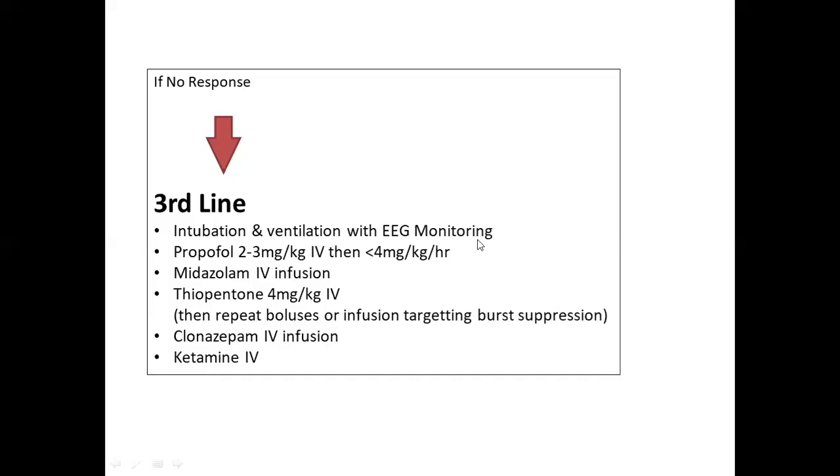So in summary, status management: first line, second line, third line. After 5 minutes, we start first line benzo, 2 doses given. After the second dose, wait for 10 minutes, then go for the second line medications. After the second line medication, after about 20 minutes, if there is no response, third line measures, that is intubation and ventilation with some other advanced IV medications. All right.